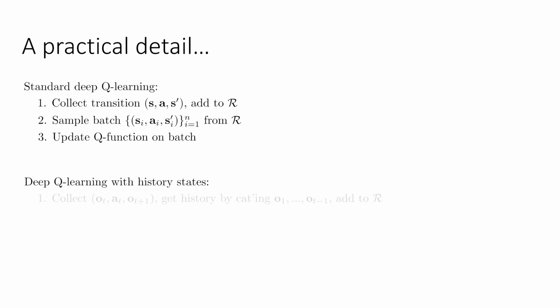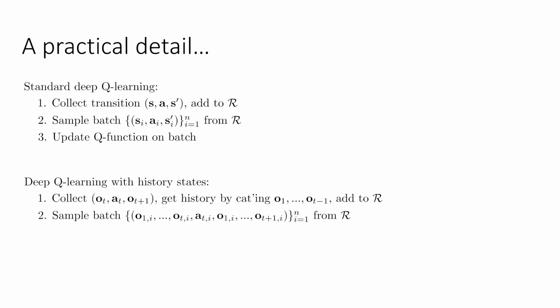If you want to use history states, what you would do is you would collect a transition, which now is a tuple OT, AT, OT plus 1. You would create the history for the time step T and T plus 1 by concatenating all the previous observations, and then add these histories to your buffer. And then you would sample a batch of history, action, next history, and then update the Q function on this batch. This works. This is a valid way to do RL with history states.